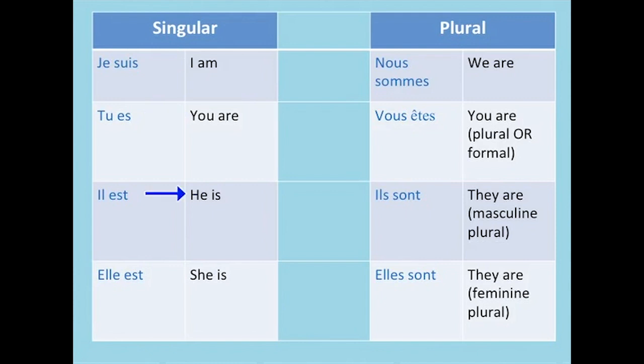Il est means he is. Elle est means she is. Nous sommes means we are. Vous êtes can either mean you all are or you are when spoken in a formal situation. Ils sont means they are, where they refers to a group of males. Elles sont means they are, and this time they refers to a group of females only.